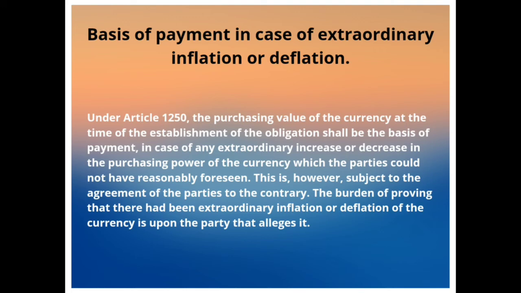Now let's talk about the basis of payment in case of extraordinary inflation or depletion. Under Article 1250, the purchasing value of the currency at the time of the establishment of the obligation shall be the basis of payment, in case of extraordinary increase or decrease in the purchasing power of the currency, which the parties could not have reasonably foreseen. This is, however, subject to the agreement of the parties to the contrary. The burden of proving that there had been extraordinary inflation or depletion of the currency is upon the party that alleges it.